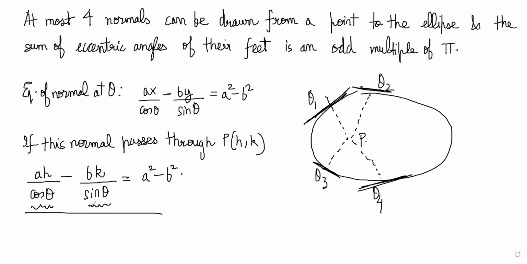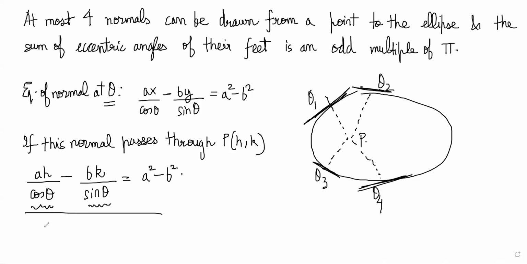I need to prove that there are four such normals, right? So it should have four different points theta in terms of theta, right? That can only be obtained if you can convert it into a fourth degree equation somehow. So how do I do that?